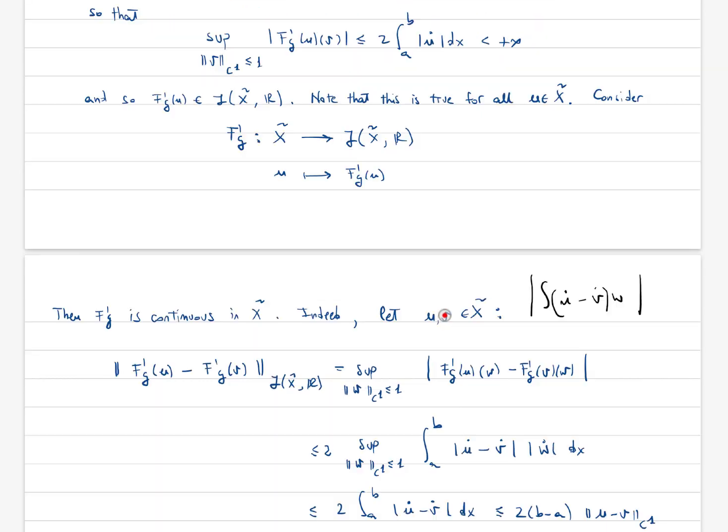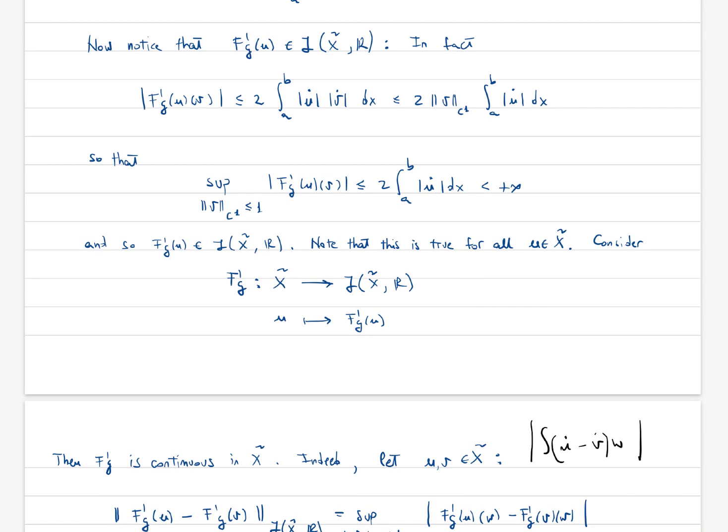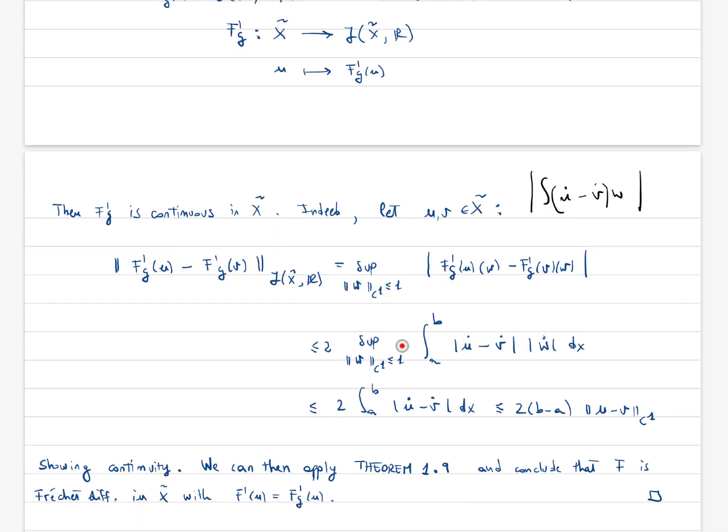So basically theorem 1.9 told you that if you have a functional whose Gateau derivative is linear and continuous, and such that the derivative is also continuous as a function from the space into the linear continuous operators, then the functional is Frechet differentiable, and in particular the Frechet derivative coincides with the Gateau derivative. So here we conclude that f is Frechet differentiable in x tilde, with f prime of u equal to f prime g of u.